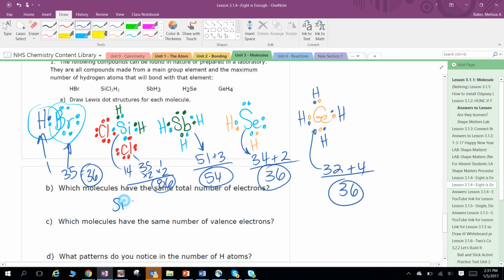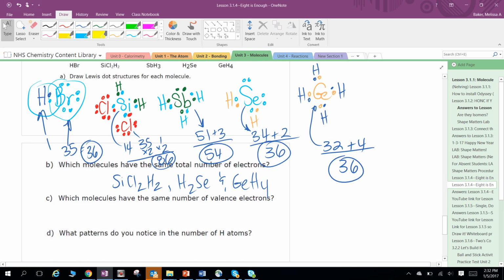So HBr, H2Se, and GeH4 all have 36 total electrons.